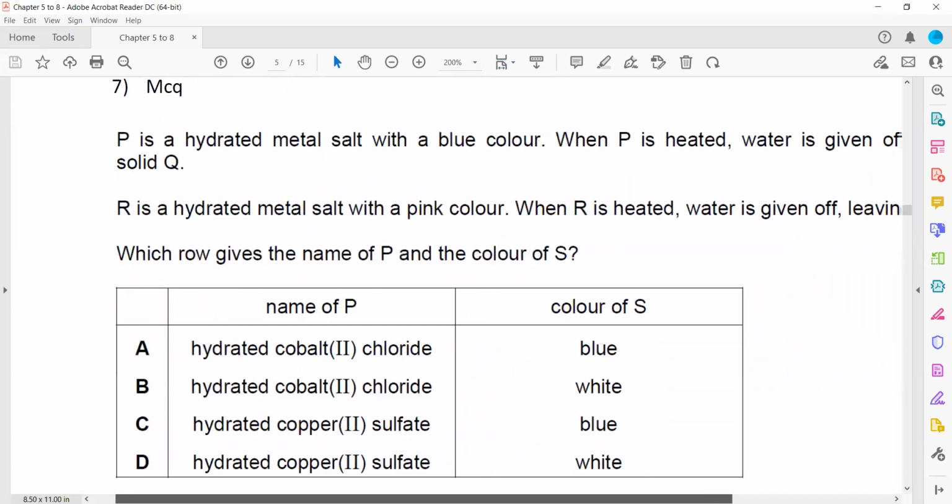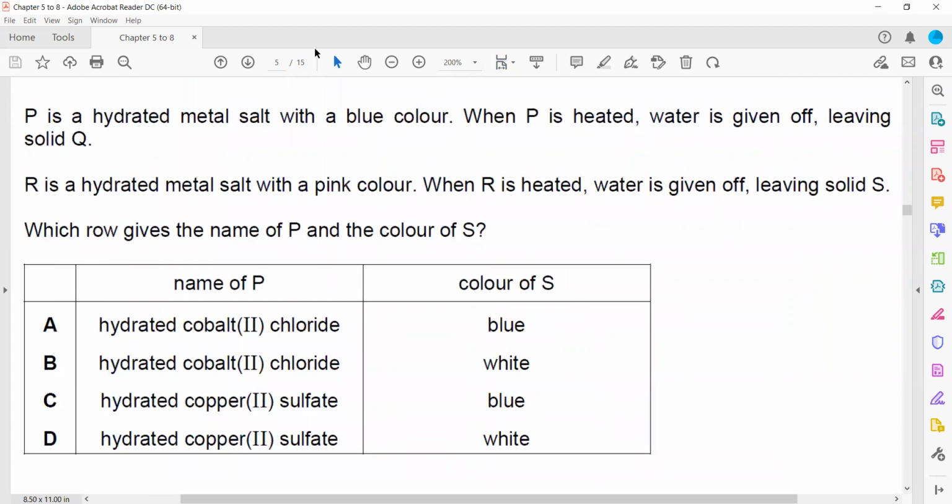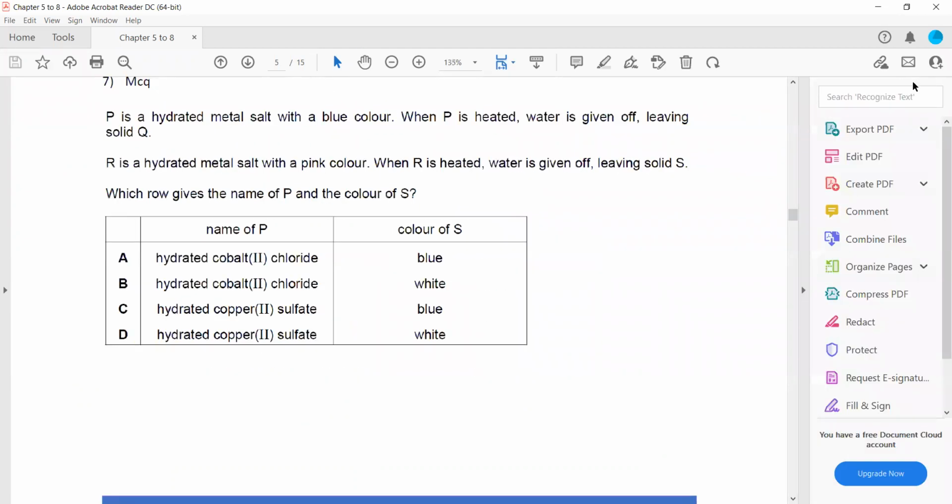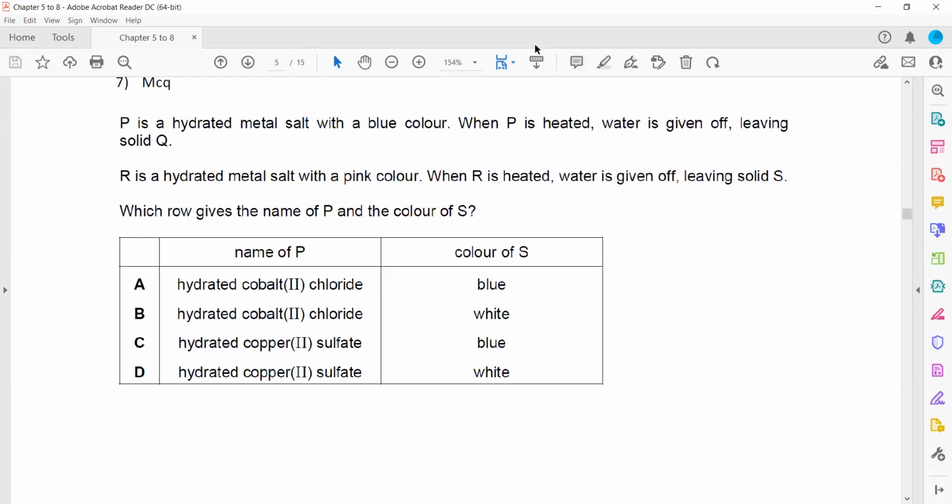In question 7, P is a hydrated metal salt with blue color. So which salt is blue in color when it is hydrated? Hydrated means it contains water of crystallization. So this is hydrated copper sulfate, because copper sulfate with 5 water molecules is blue in color. When P is heated, water is given off, leaving a solid Q. So what will be solid Q? The solid Q will be anhydrous copper sulfate. And what is the appearance? Anhydrous means it does not contain water of crystallization. And what is the appearance of anhydrous copper sulfate? It is white in color.